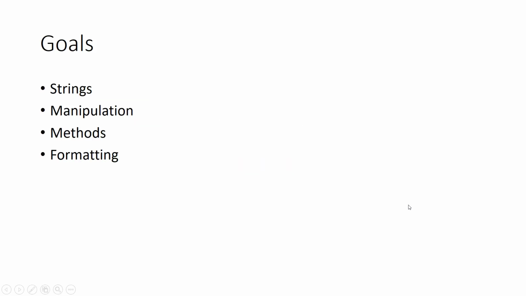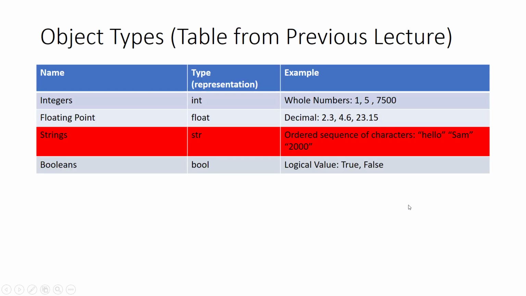In this lecture, I'll talk about strings, string manipulation, methods that work on strings, and then I'll talk about print formatting. So we have until now talked about integers, floating points, and booleans. These are object types in Python. Today I'm introducing another object type that's called strings.